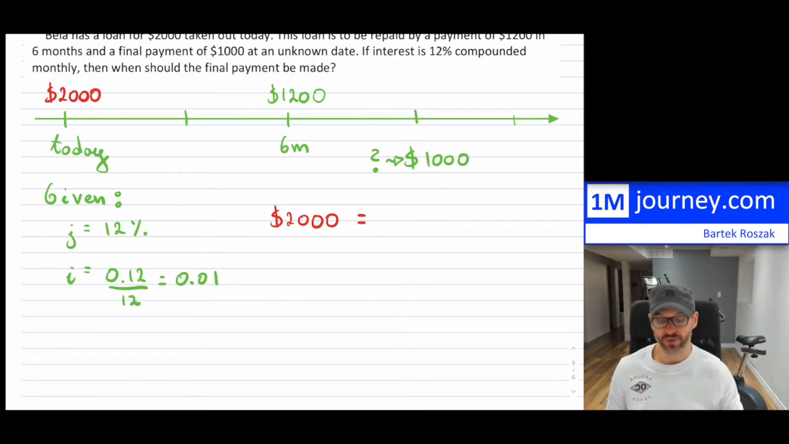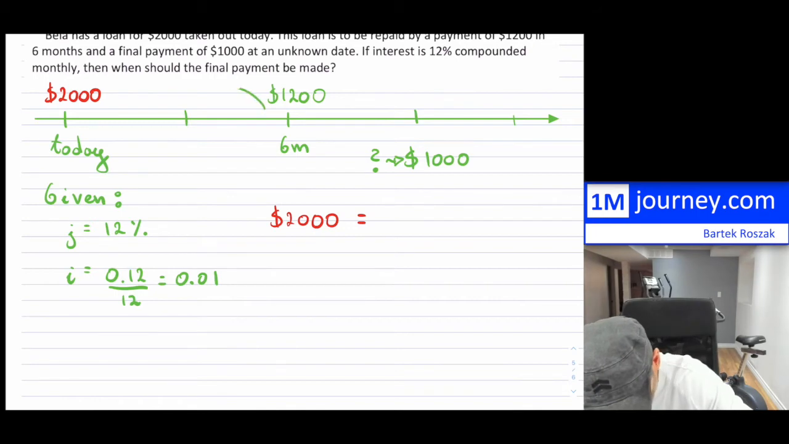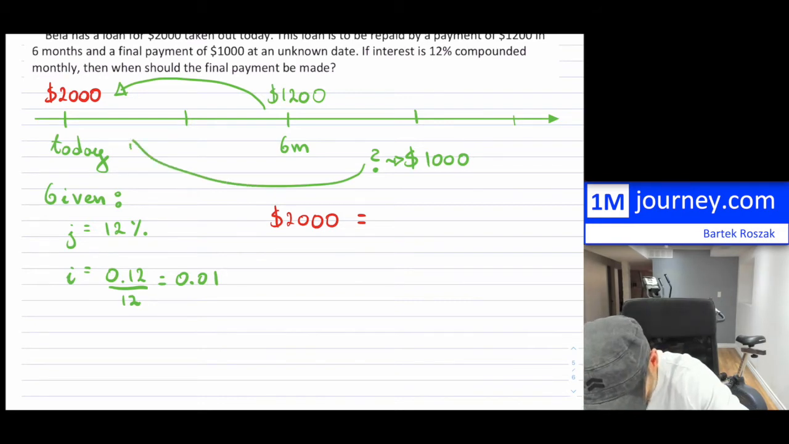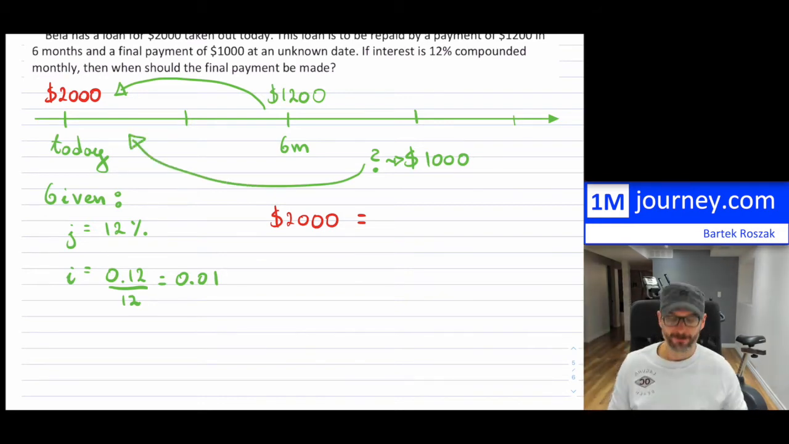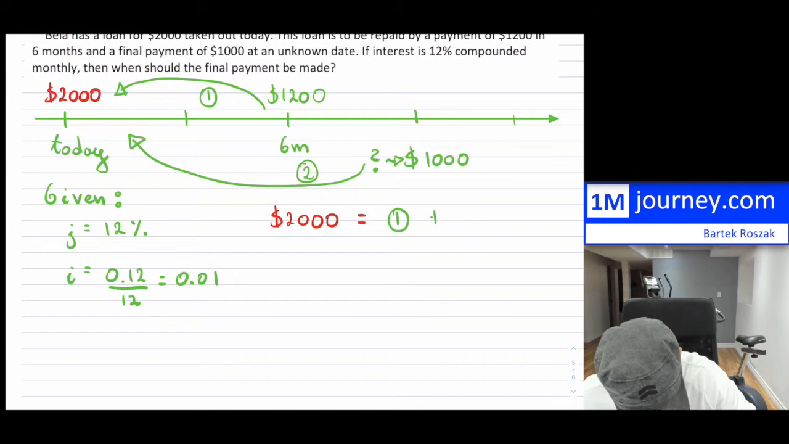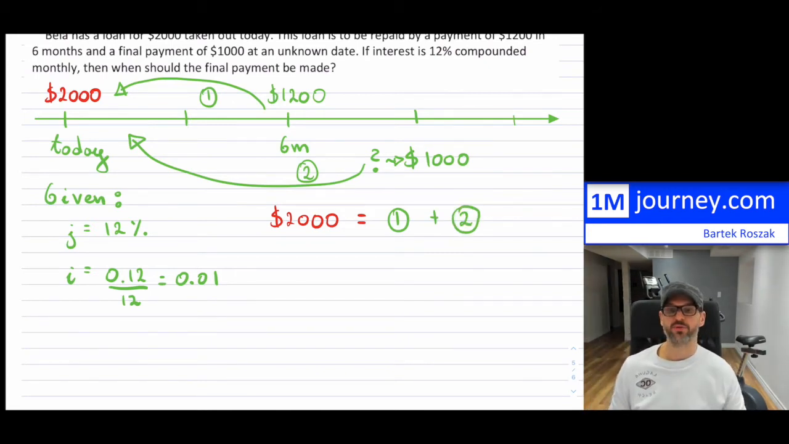All right, so I'm going to be bringing money back. So I know I'm going to be bringing this money back. And I'm going to have to bring this unknown back as well. But I do not know exactly what that is. So let's call this number 1, and then let's call this number 2. So I know that 1 plus 2, if I knew the date, would be equal to $2,000.